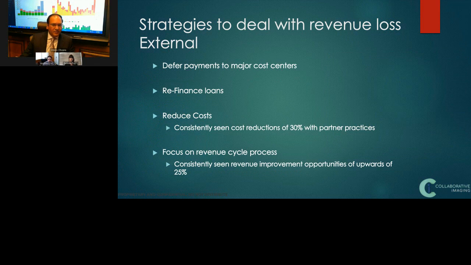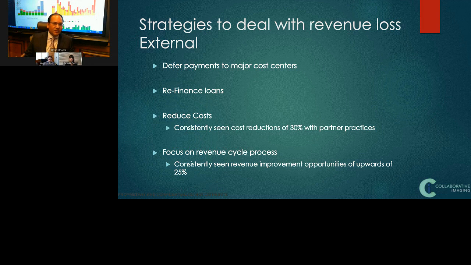Some of the other strategies that we've seen groups use is deferring payments to major cost centers. So they identify what their biggest cost centers are and they say, well, can we pay you in 2 months or in 3 months as opposed to now? Refinancing loans. We've been able to reduce costs for our practices. We consistently see that we can take down costs by 30%.